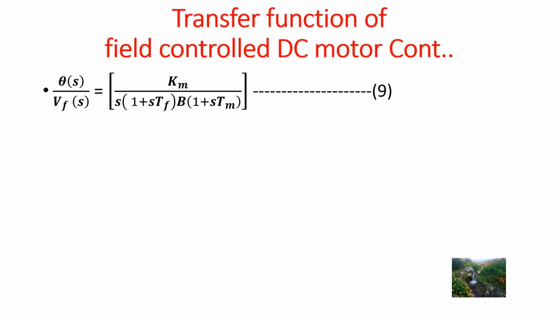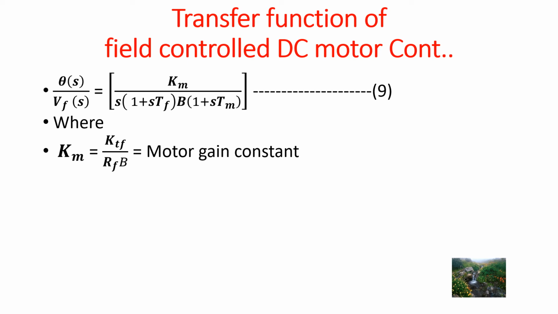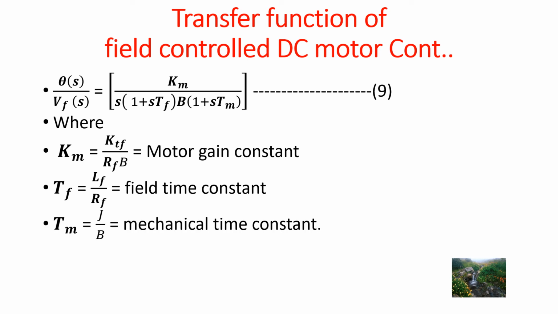Theta(s) by V_f(s) is equal to K_m divided by s (1 plus sT_f) B (1 plus sT_m). Consider this as equation 9, where K_m is equal to K_Tf divided by R_f B. This is our motor gain constant. T_f is equal to L_f divided by R_f. This is our field time constant. T_m is equal to J divided by B. This is our mechanical time constant.